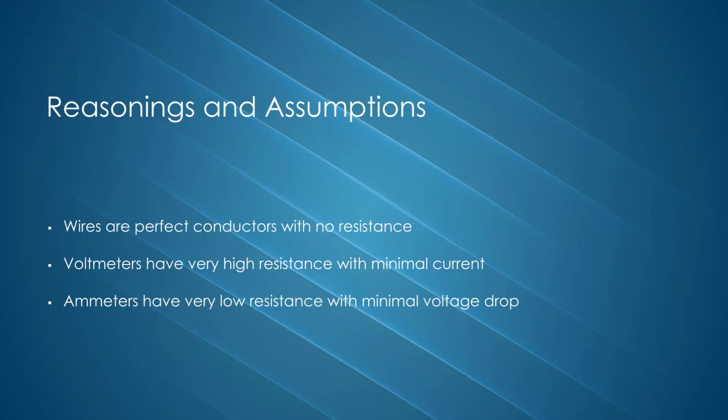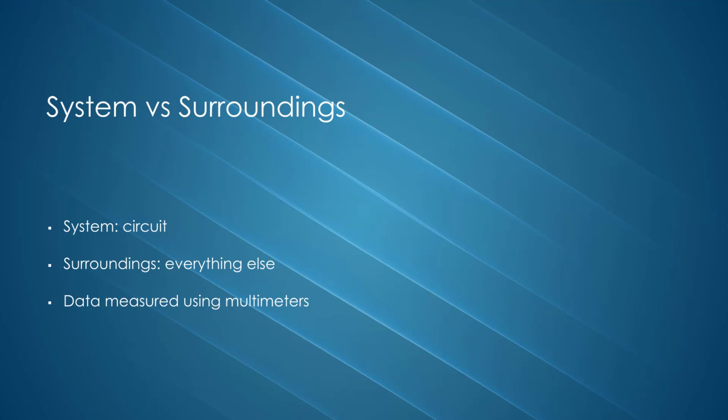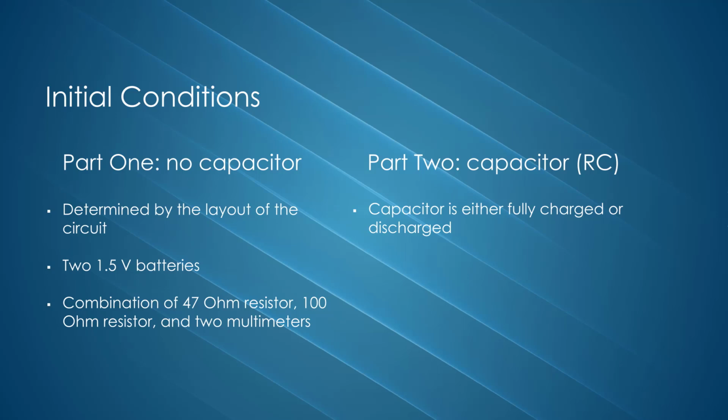Reasonings and assumptions. For simplicity, we'll say that our wires are perfect conductors, and we'll also say that our multimeters are perfect and do not interfere with the circuit's natural behavior. System versus surroundings. Our system is the circuit, the surroundings are everything else, and we'll say that for most of the time, our multimeters will purely be used to collect data. Initial conditions. For the first part of this lab, our conditions will be determined by the layout of the circuit. For the second part, our initial condition will be when either the capacitor is fully charged or fully discharged.